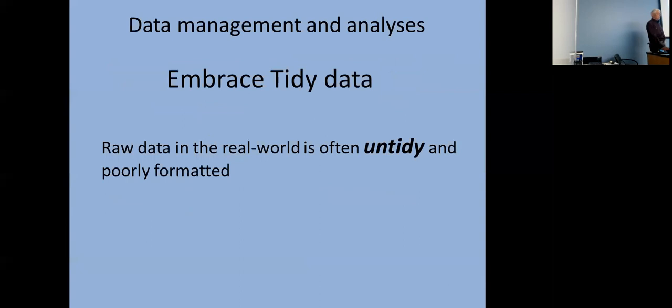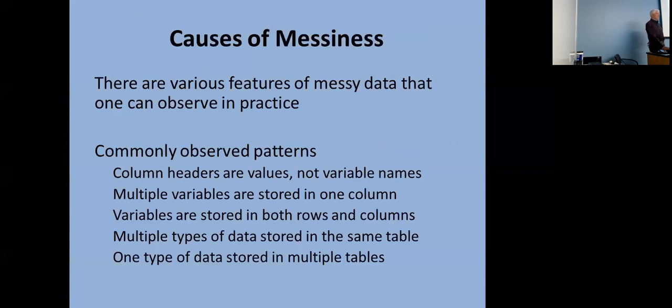Data management and analysis embrace the concept of tidy data. Raw data in the real world is often very untidy and poorly formatted. This doesn't apply just to bat data. This applies to anything you're going to be doing. Causes of messiness, and you see this all the time: column headers are values, not variable names. Multiple variables are stored in one column. Variables are stored in both rows and columns. Multiple data types are stored in the same tables. One type of data may be stored in multiple tables.